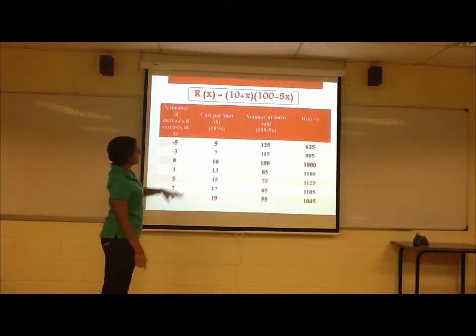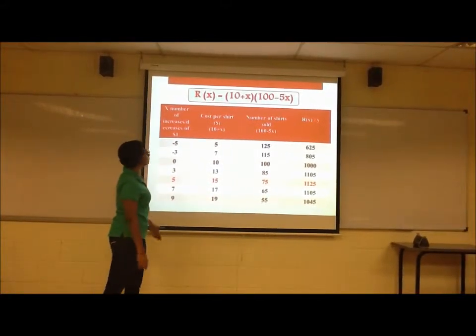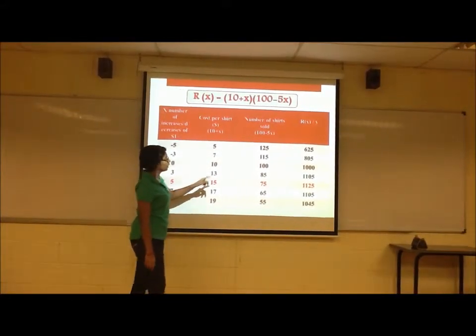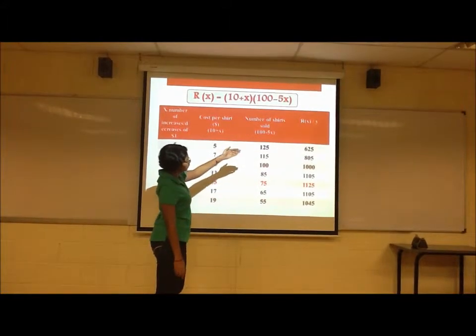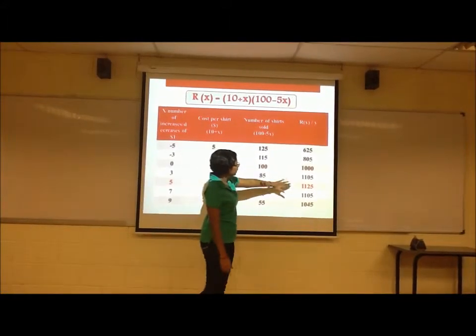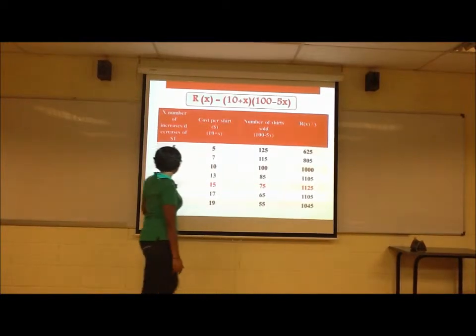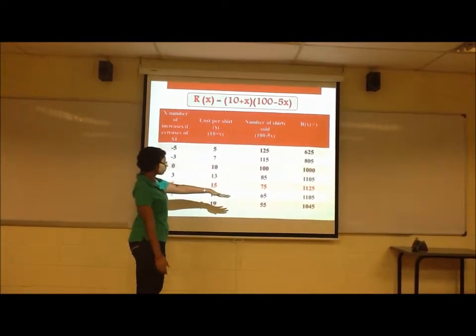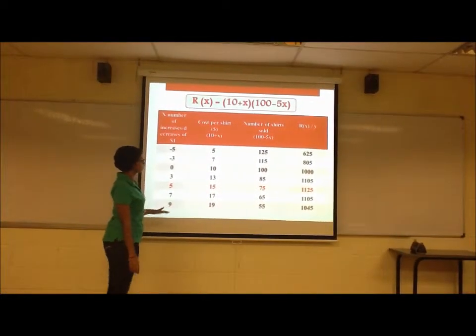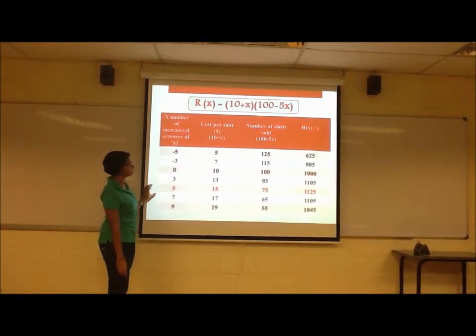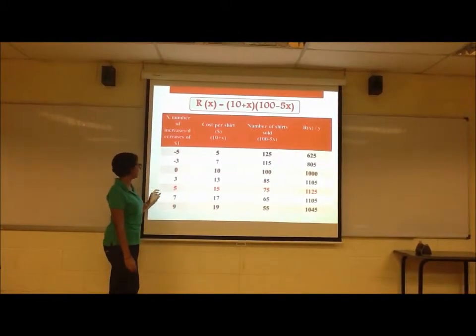You can see that the number of shirts sold decreases when the cost per shirt increases. And you can also see that the total revenue only increases up to a certain point, which is x equals 5, and decreases after x equals 5 onwards. You can see that the total revenue is highest when x equals 5.